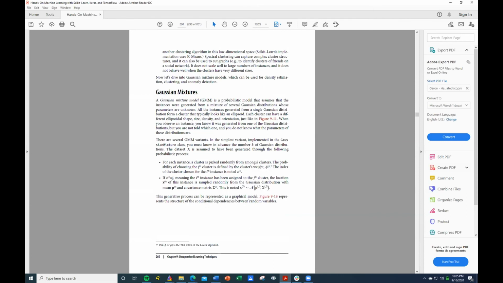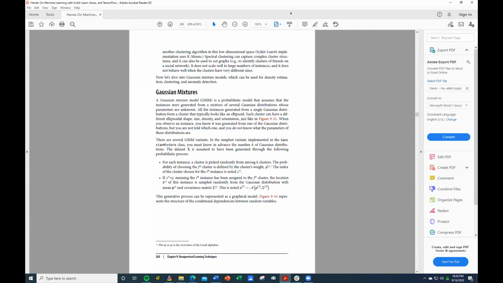Sorry, it doesn't use k nearest neighbors, it uses k means in this low dimensional space. And it's supposed to be able to capture complex clusters and also reduce dimensions so that you can identify graphs, okay? But it doesn't scale well to large numbers of instances, and it apparently doesn't behave well with clusters of different sizes.